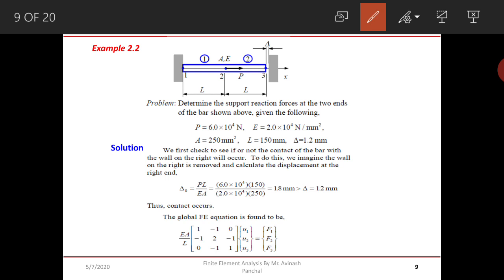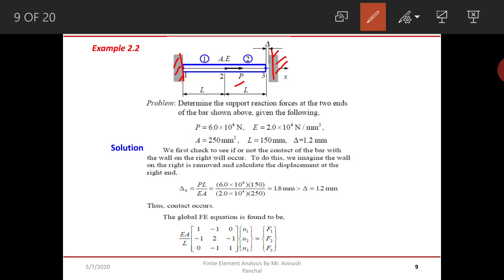Length of the bar is 150 mm, and the allowable deflection is 1.2 mm. So in this problem the bar has an area of 250 mm square, and it is fixed at one end and restricted at the other end by 1.2 mm. What this problem is showing is that there may be deflection because of the point load P.